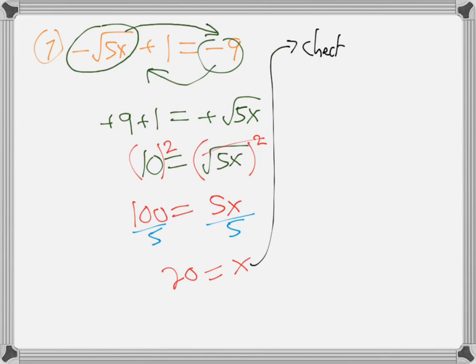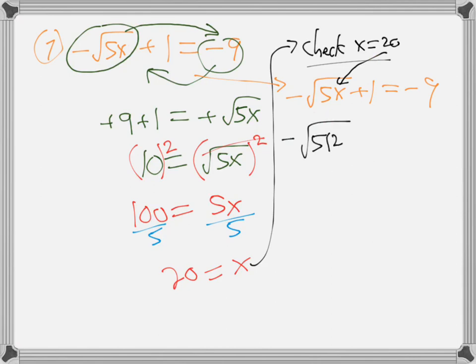So check. X is 20. We always grab the first original equation before anything was done, and just plug in the answer, work out the left side, work out the right side, and see if they're equal. Pop in the 20 there. So minus square root of 5 times 20.